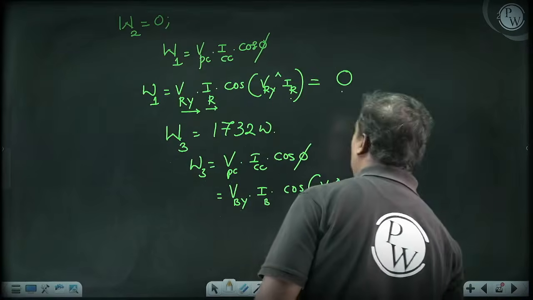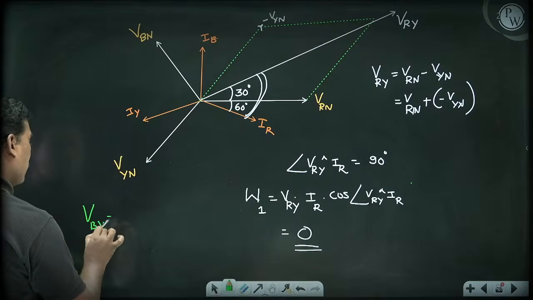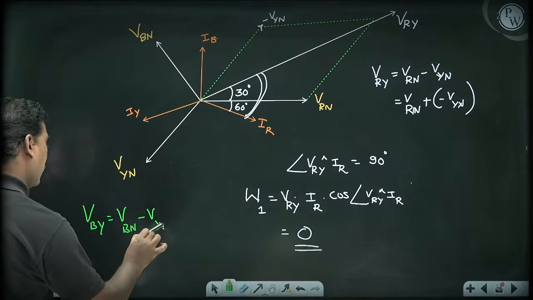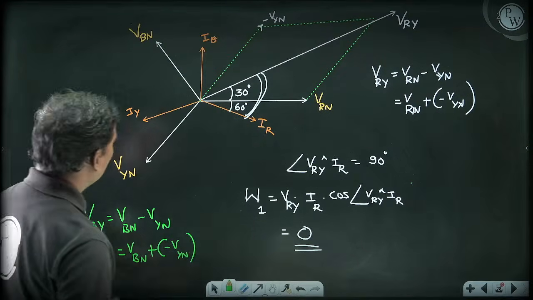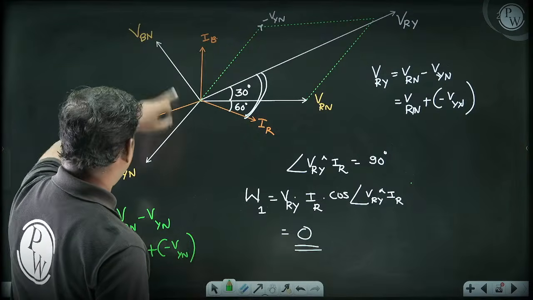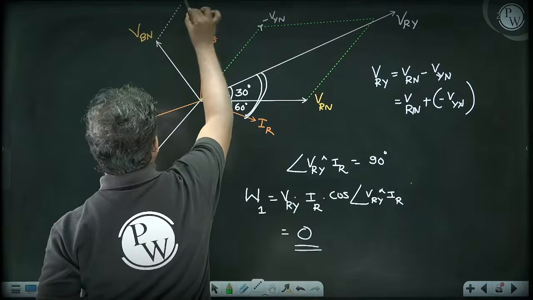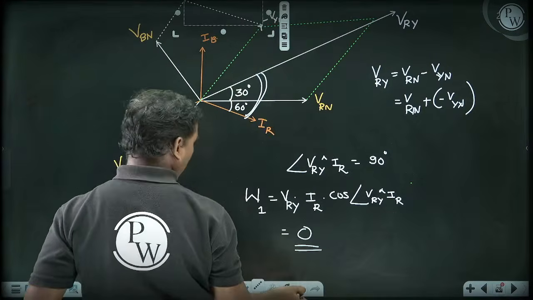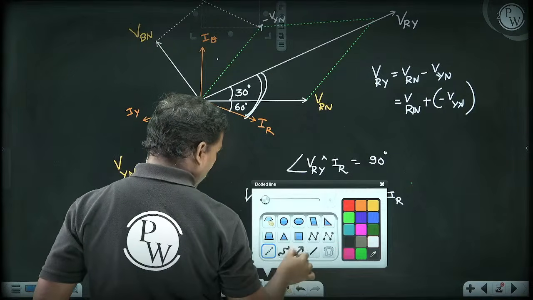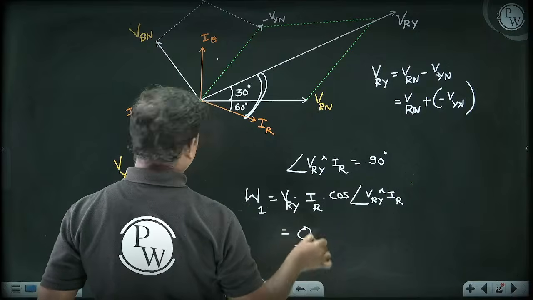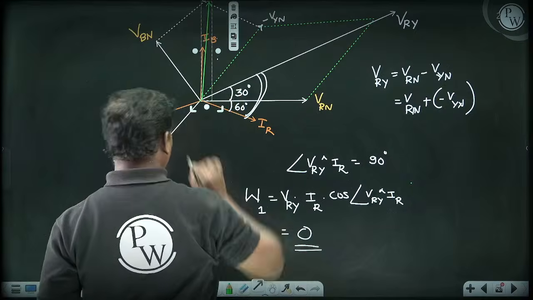W3 is VBY IB. VBY कहाँ से लाऊं? So VBY चाहिए मुझे. VBY means VBN minus VYN. That means VBN plus of minus VYN. So this is VBN minus VYN. इसका बीच में resultant यहाँ आएगा. So this resultant, okay? और अंडरस्टैंडिंग फेजर्स आपको क्लैरिटी होना है. सो ये रिजल्टेंट को हमको बोलते हैं VBY. So this resultant we can take as VBY.